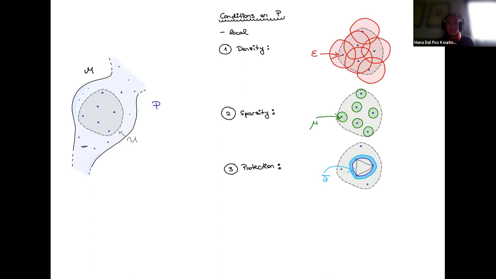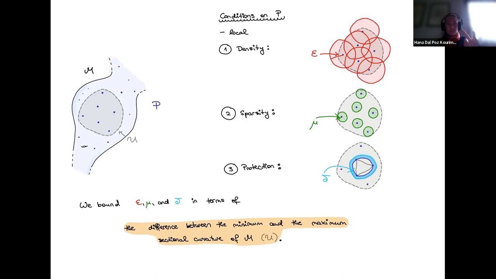All right, so these are the three parameters to work with. And what we do is we bound these three parameters in terms of the difference between the maximum and the minimum sectional curvature of nu or of the neighborhood. So it's really the difference between the two curvatures. If my manifold or my neighborhood U has an almost constant sectional curvature, this difference is very low. And this means that the conditions on epsilon, nu and delta will be very, very weak, say very easy to satisfy. And that's what we want.